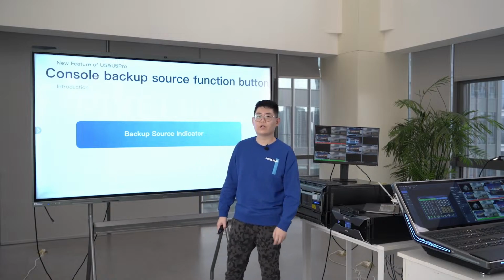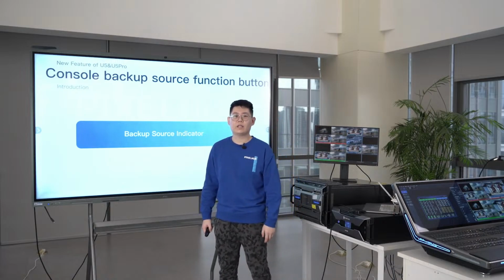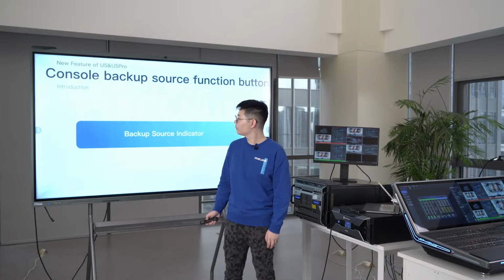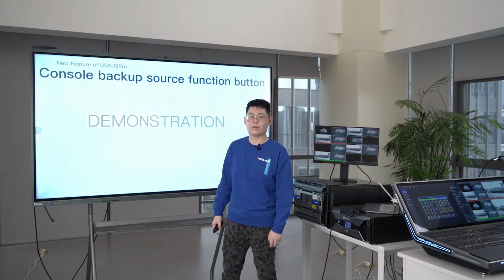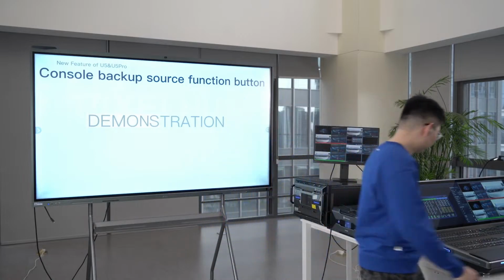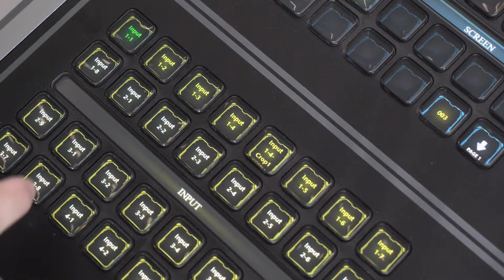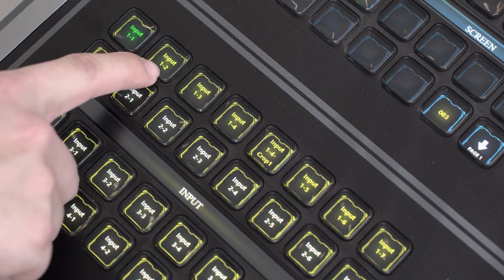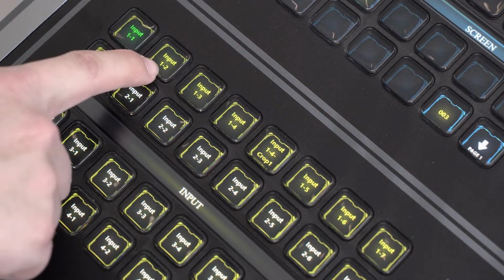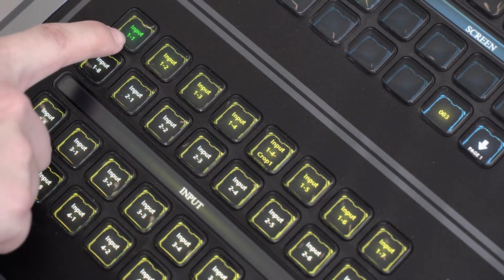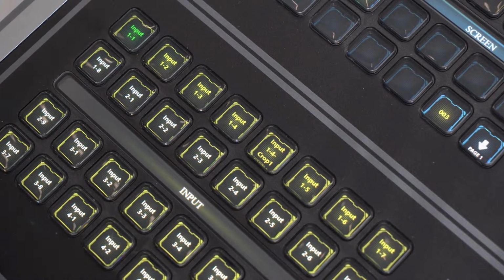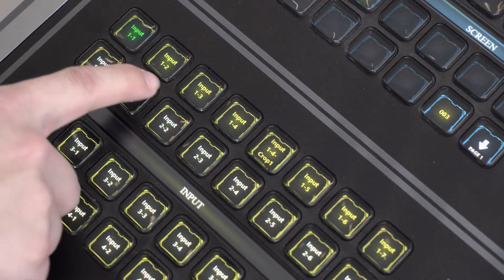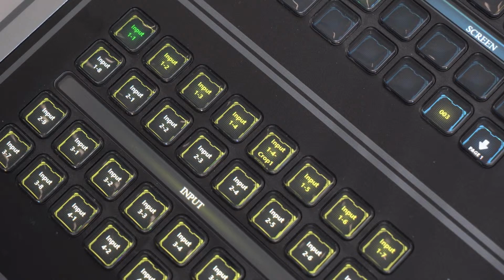Also, for improved clarity, input source backup status is now displayed on both the event controller key and playback interface. Let me show you a demonstration of this. I have already set up a backup relationship for input 1.1 and input 1.2. I use input 1.2 to backup for input 1.1. And now I'm using the primary source, input 1.1. As you can see, it's just normal status.